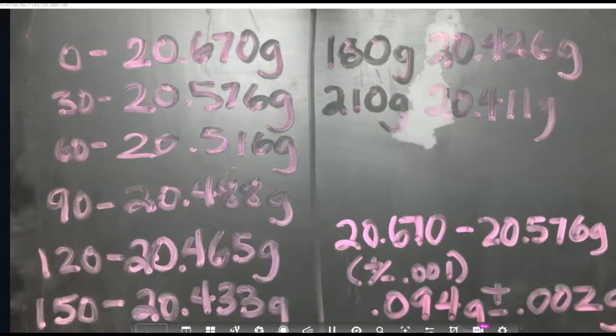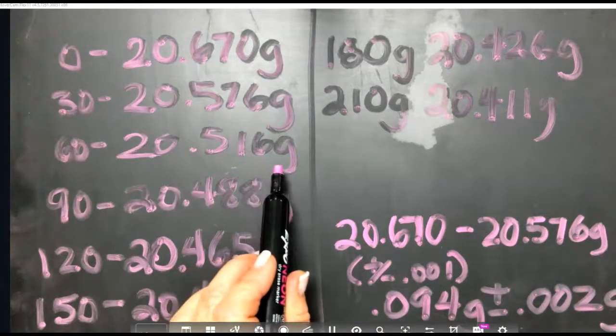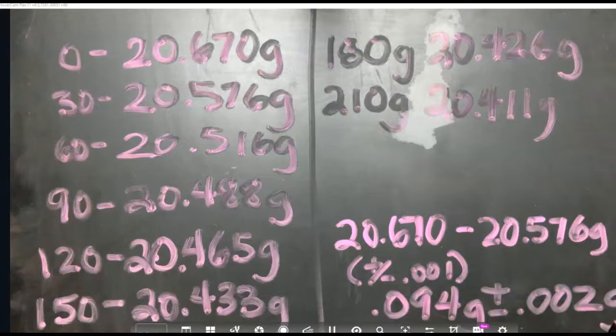You're going to need to repeat that as an overall amount, a cumulative amount. So your next subtraction is going to be 20.670 minus 20.516 grams, and you're going to continue that way. And so that is the first thing that you need to do for your lab.